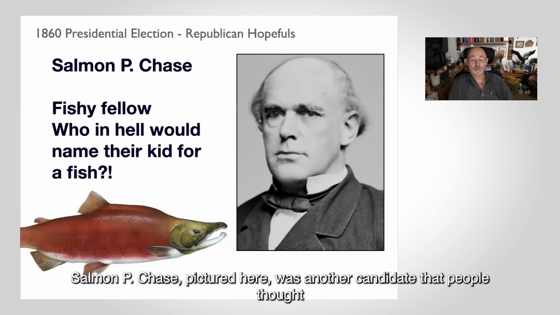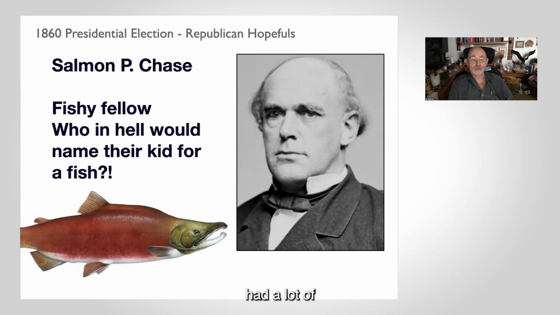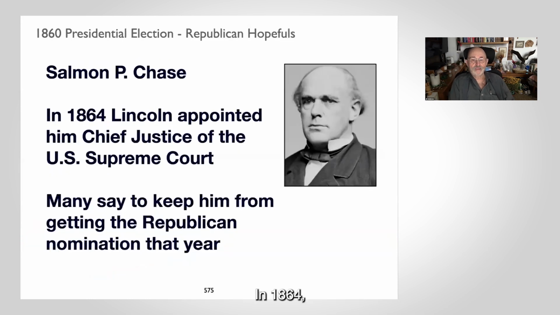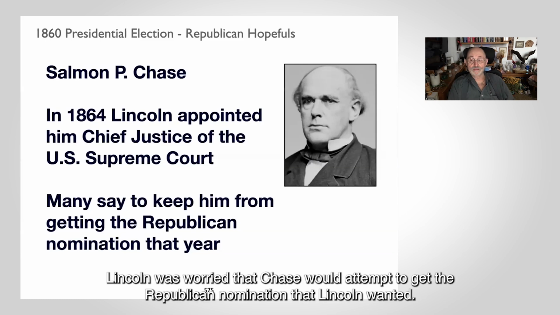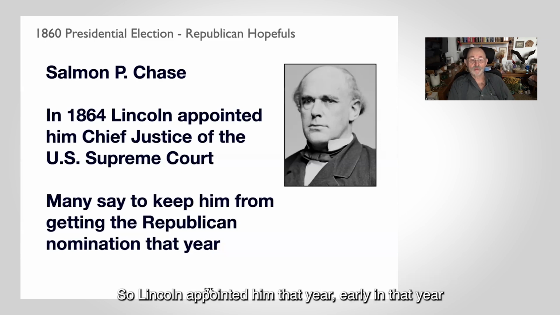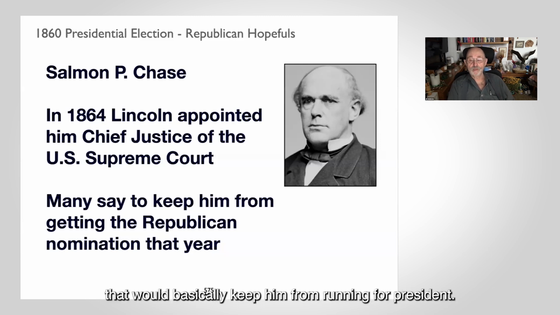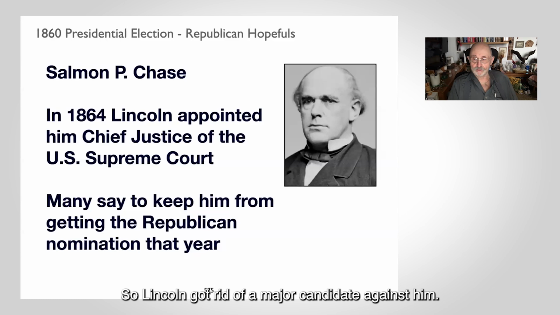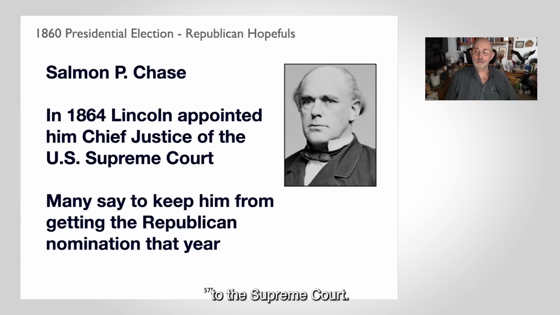Salmon P. Chase, pictured here, was another candidate that people thought had a lot of notice. Anyway, the issue is who would name their kid after a fish? Anyhow, Salmon P. Chase. In 1864, Lincoln was worried that Chase would attempt to get the Republican nomination that Lincoln wanted. So Lincoln appointed him that year, early in that year, to be Chief Justice of the Supreme Court. That would basically keep him from running for president. So Lincoln got rid of a major candidate against him by appointing him to the Supreme Court.